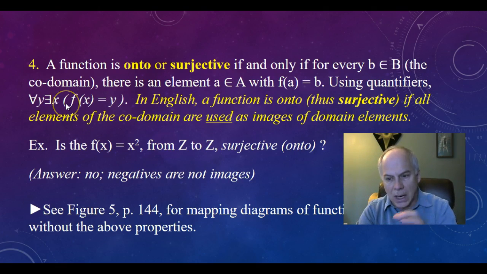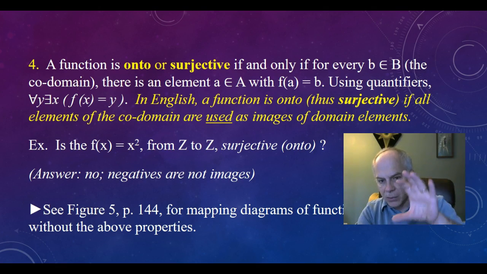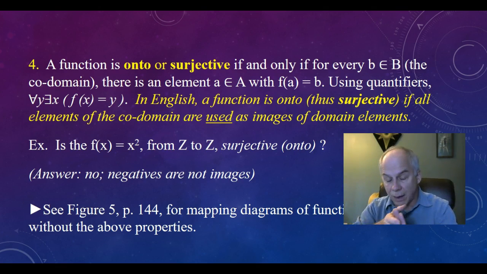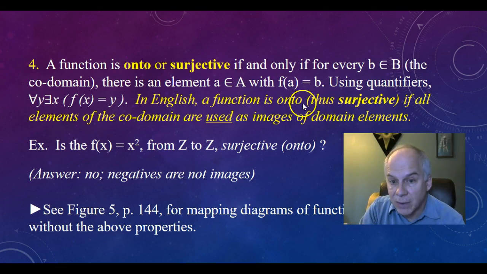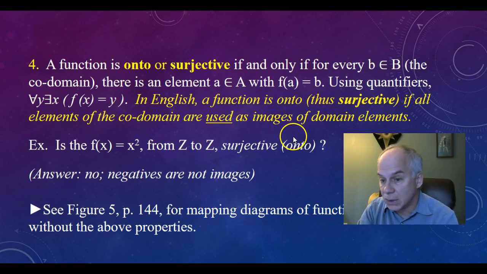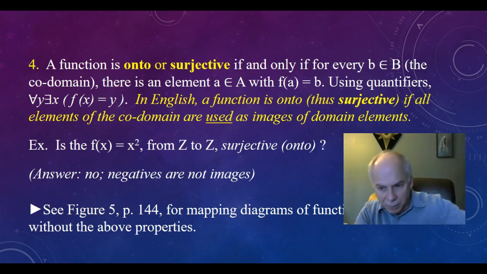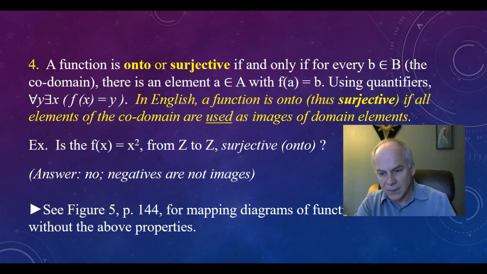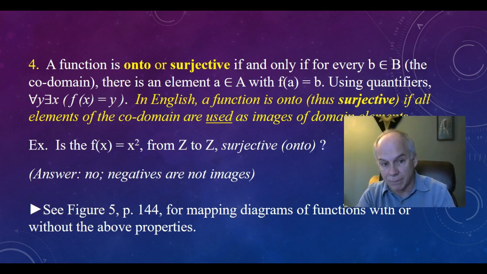All right? Now, y is the elements of the codomain. So in other words, all those elements in the codomain are used or have associated with them an x value in the domain. So in English, a function is onto, and therefore surjective, if all elements of the codomain are used as images of domain elements. Okay? So it uses up all the codomain, which is really the same as saying the range is the same as the codomain.